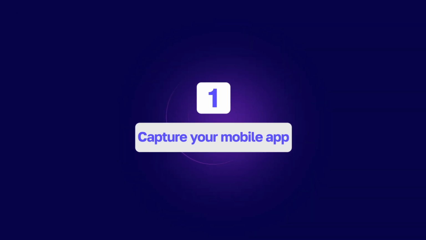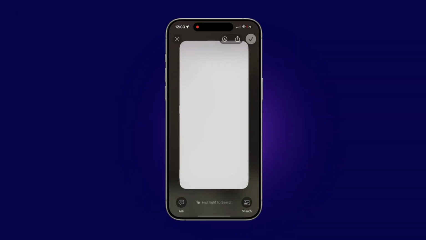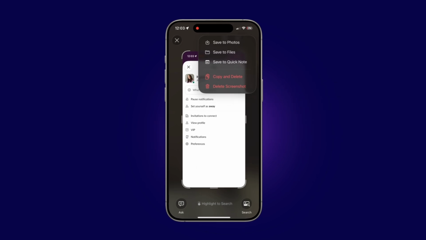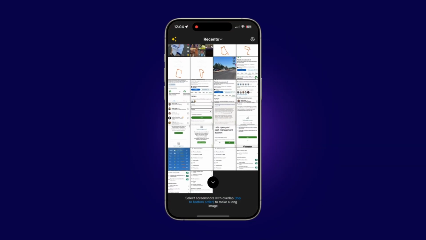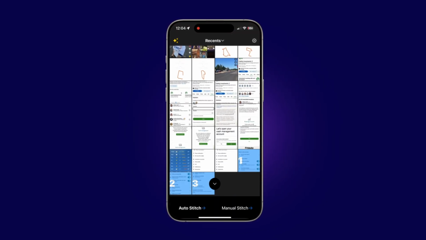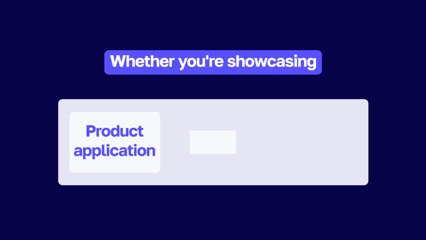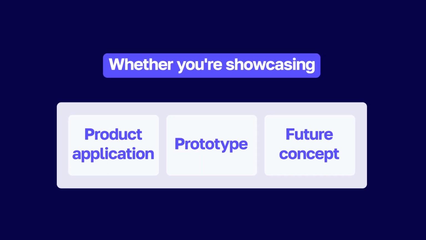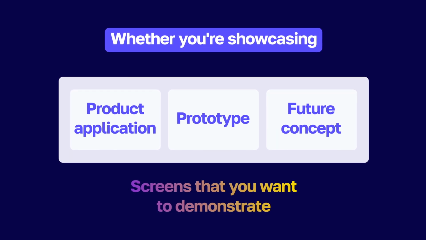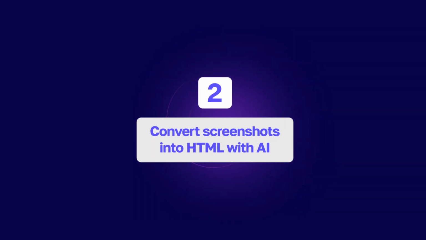Step number 1, capture your mobile app. Start by taking screenshots, or we usually recommend scroll shots to preserve the entire interactivity of your mobile product directly from your mobile device. Or sometimes you can also export screens from your Figma designs. Whether you're showcasing a product application, a prototype, or a future concept, all you need are just the screens that you want to demonstrate.